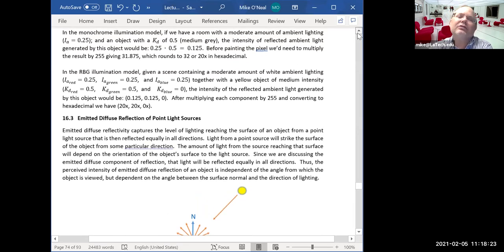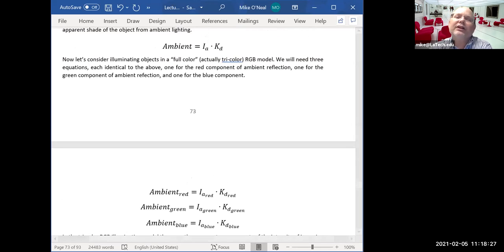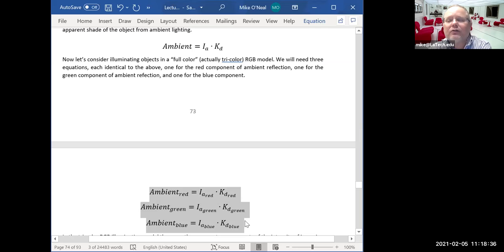Color and grayscale. A lot of times I will introduce something with just one equation, right? But I always try to remind you that if you want to do a full color model, you have to repeat this 3 times, because you keep up with red light and red reflectivity separately from the green light and the level of green reflectivity, and blue light and the level of blue reflectivity.